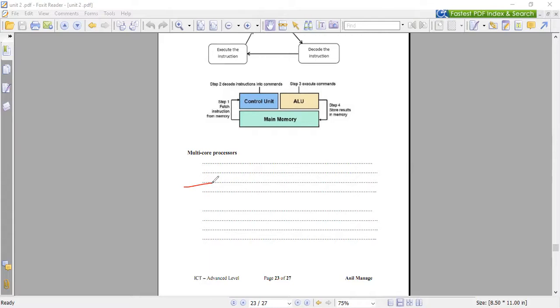A multi-core processor is a single computing component with two or more independent actual processing units, within brackets put cores, which are units that read and execute program instructions.